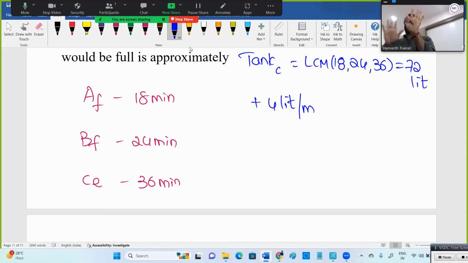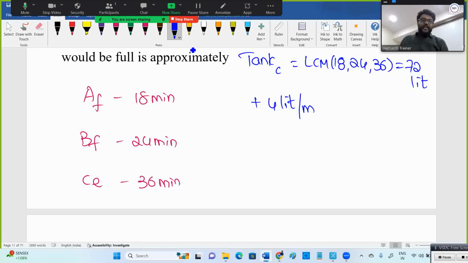Suppose, sir, what is the advantage of assuming the LCM? If you take 50 liters, 18 minutes means some fractions will come. You don't understand while doing the process. How much filled, how much empty, we cannot understand. If it is an integer, it is easy for calculations. That's the main theme.